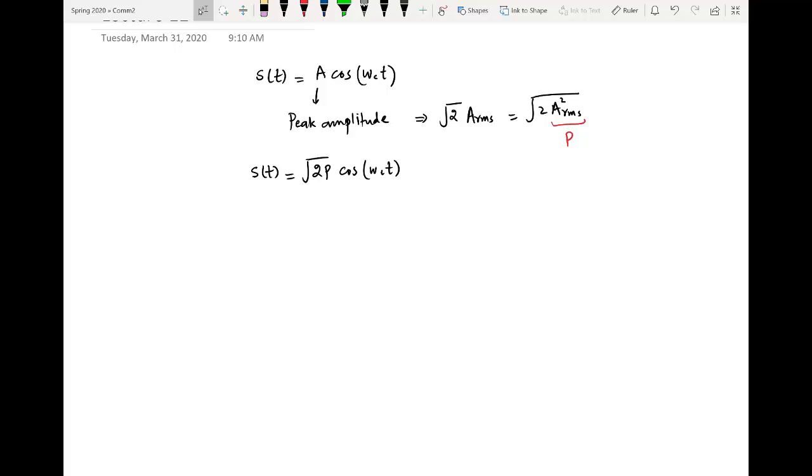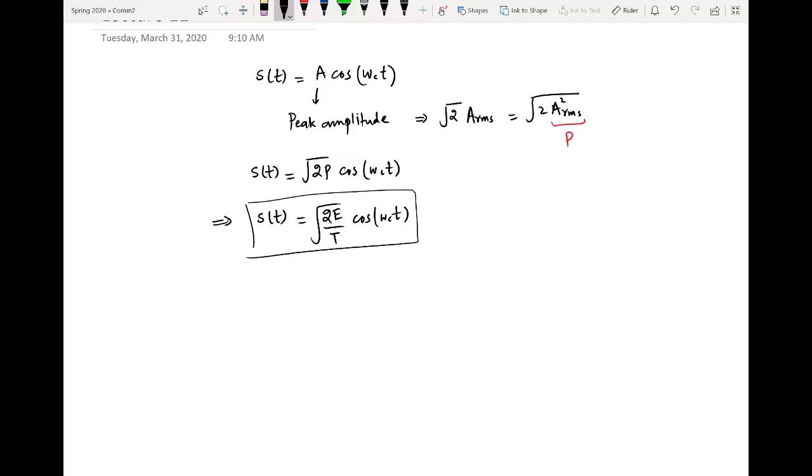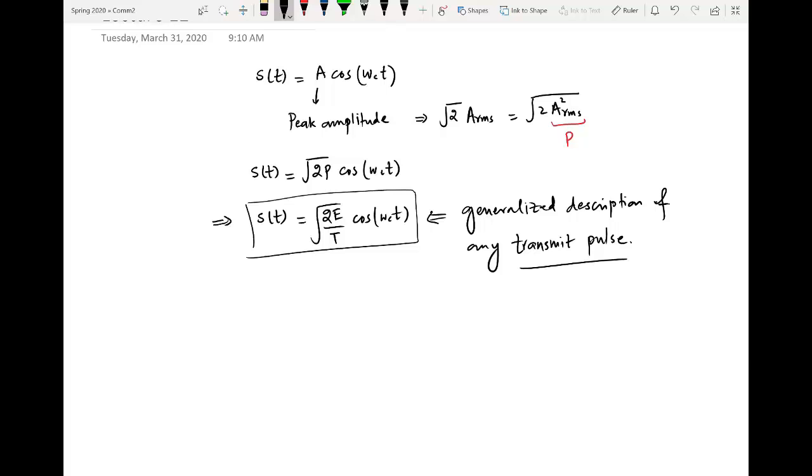Now, as power is defined as energy per unit time, if I replace power with energy, that can be written as square root of 2E over capital T times cos omega c t. So that was the mathematical equation that I have shown in the slide. This is the generalized description of any transmit pulse, and the same formation will be used throughout the discussion of bandpass modulation.